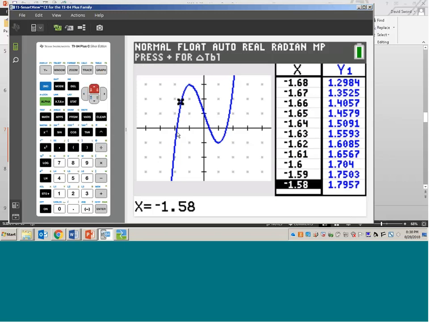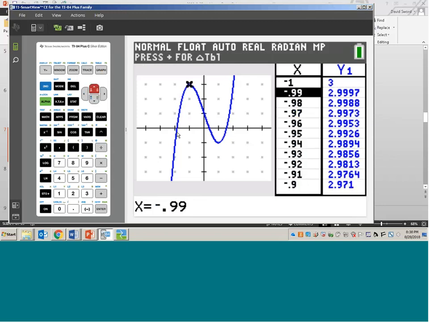What happens as the Y values increase toward a relative max? I can see that as the x's are getting closer and closer to -1, the Y values are increasing until there's a maximum value of 3 that is reached. And then I see the Y values start to decrease to the right of that. So again, the split screen opens up the door for the students to have a much, much richer exploration.